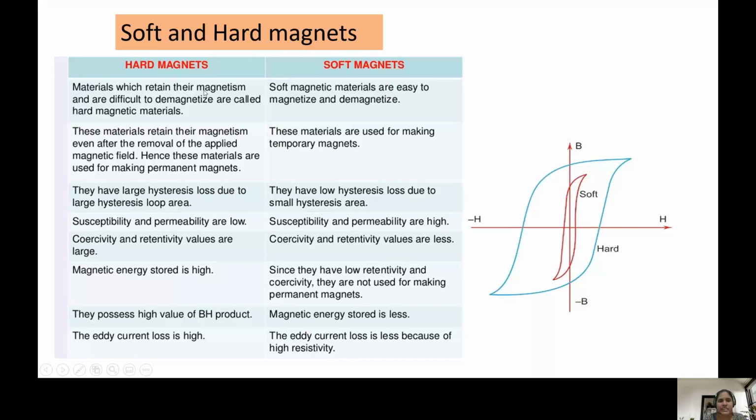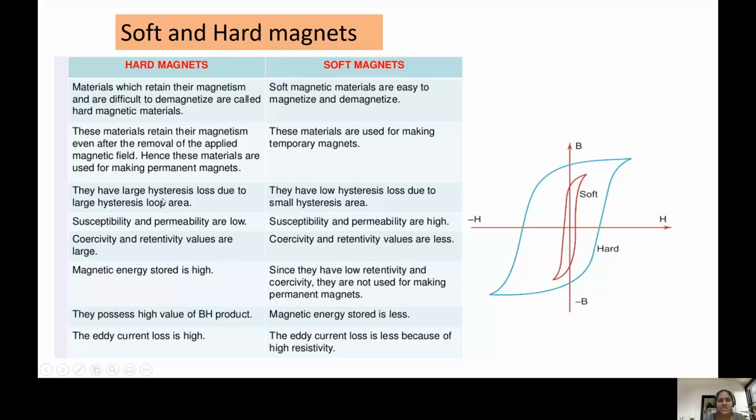Materials which retain their magnetism and are difficult to demagnetize are called hard magnets. As I already told, these hard magnets retain the magnetism for a longer time. It will take time to demagnetize. Those are said to be the hard magnetic materials. Soft magnetic materials are easy to magnetize and demagnetize. The hard materials retain their magnetism even after removal of the applied field, and these are used for making permanent magnets. These hard materials will retain some magnetism due to the alignment of the magnetic moments. So these are used for making permanent magnets. The soft materials are used for making temporary magnets.